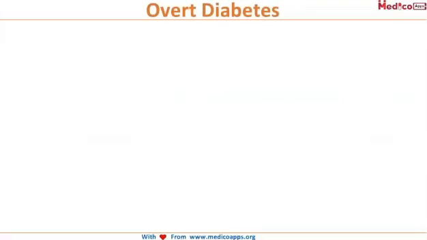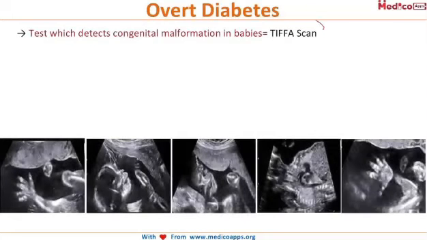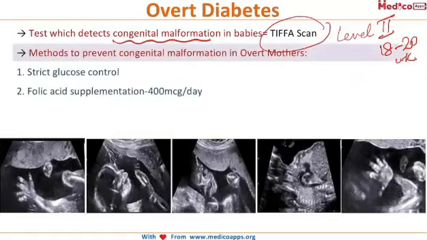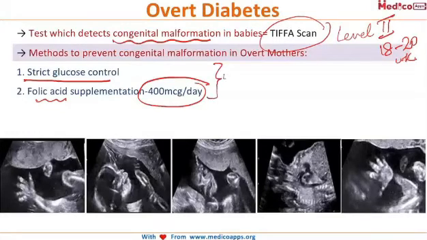Now, how do we diagnose these congenital malformations? As we have already discussed, the TIFA scan, that is targeted imaging for fetal anomalies, or level 2 scan or anomaly scan, that we do at 18 to 20 weeks of gestation routinely, is the best test to diagnose the congenital malformations. Now, if a diabetic female comes to us in the periconceptional period, then what are the measures that we can advise her to decrease the risk of congenital malformations in the fetus? The first is strict glucose control, and the next important is folic acid supplementation, 400 micrograms per day. These two measures can reduce the risk of congenital malformations in diabetic mothers.